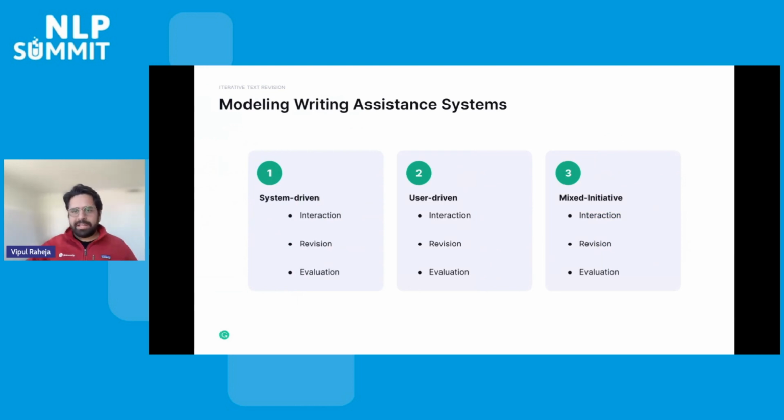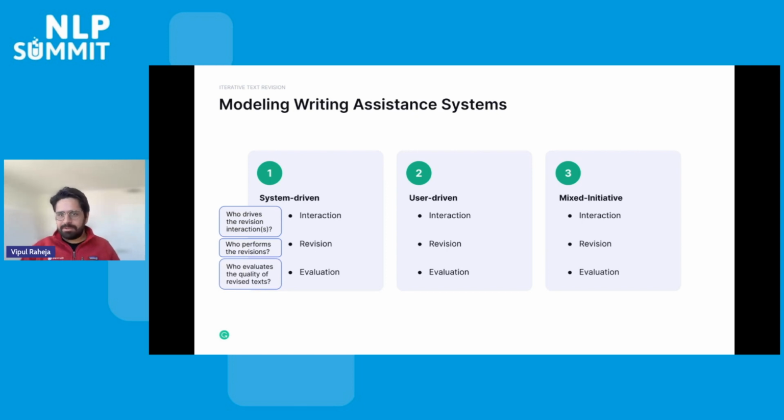So when it comes to modeling the writing process over time, we've seen three distinct patterns which form the body of our work. These are called system-driven, user-driven, and mixed-initiative writing assistance systems. Mainly, they differ along three axes. The first one is initiative, defined as who, out of human and machine, drives the revision interactions. Second one is revision, defined as who performs the revision. And the third one is evaluation, defined as who evaluates the quality of the revised text and drives the next step in the interaction.